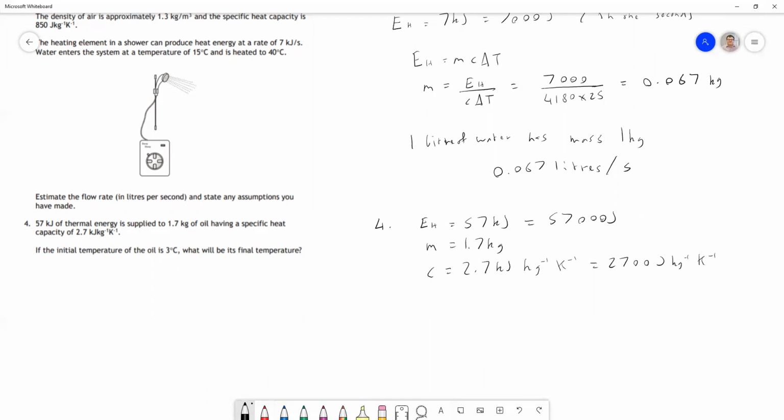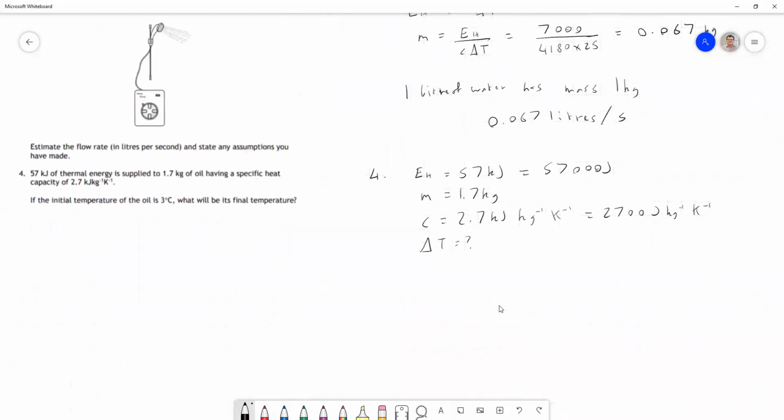So what we've actually been asked to find out here is delta T. First of all, what is delta T? That's not the same thing as the final temperature. There's a little bit of extra work to do. We have to find delta T first to find the final temperature. So let's work this out.